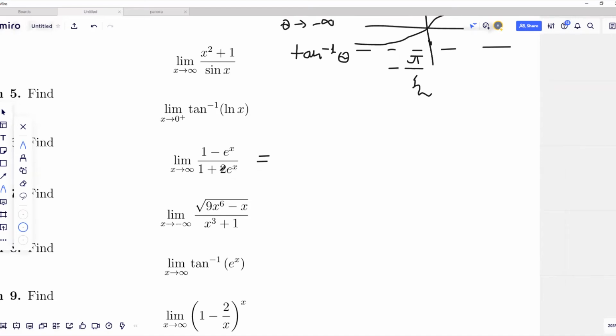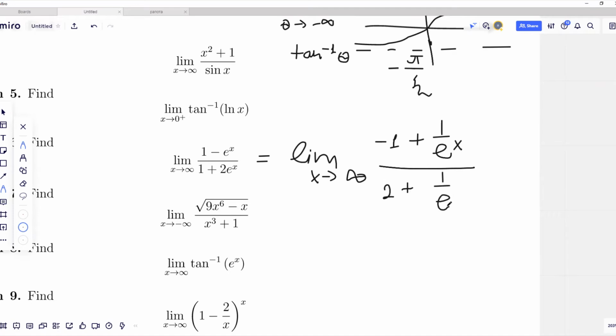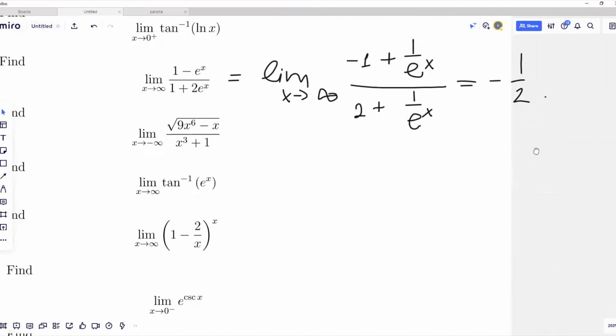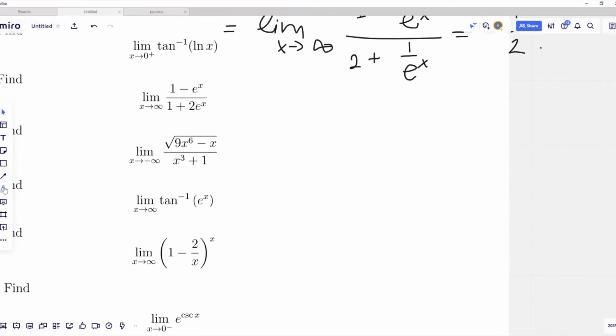So 1 minus e to the power of x. We can divide both numerator and denominator by e to the power of x. We'll end up with limit as x goes to infinity of minus 1 plus 1 over e to the power of x divided by 2 plus 1 over e to the power of x. Okay, so the answer here is minus 1 over 2. Okay, next limit.